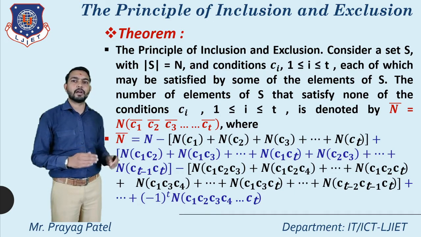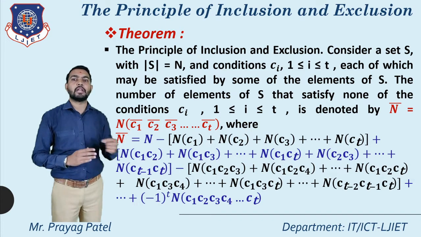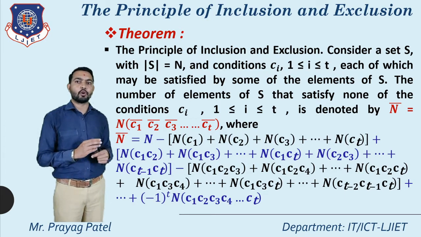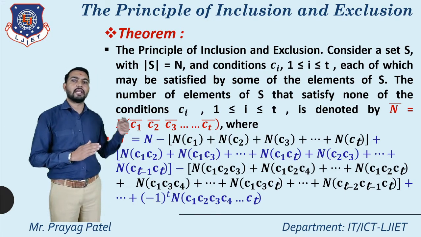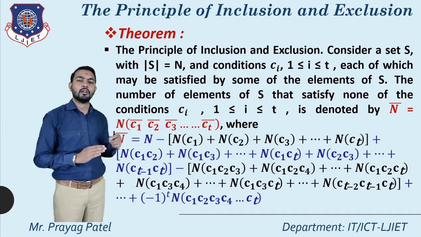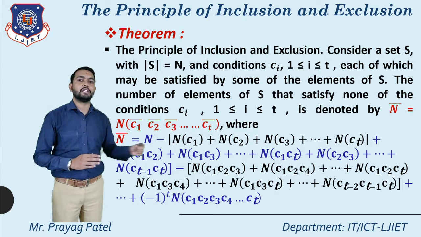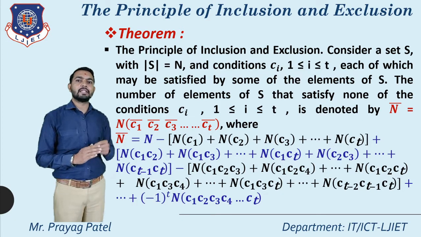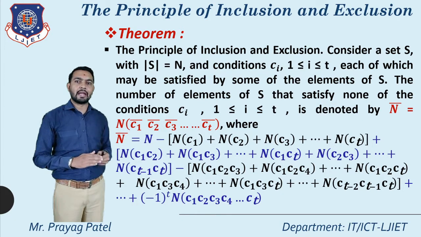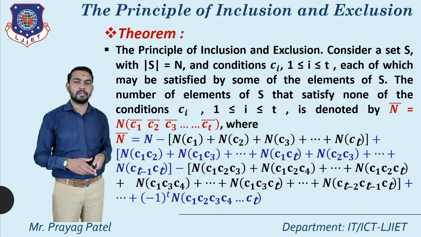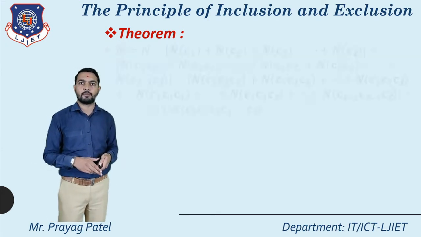So the last term is plus or minus 1 raised to t, because the sign depends on t. Minus 1 raised to t, because we write one time plus, then minus, then plus, minus, like this. So minus 1 raised to t N(C1C2C3C4 up to Ct). The value of t can be any number up to n. So this is considered the common equation, or theorem, of the principle of inclusion and exclusion.